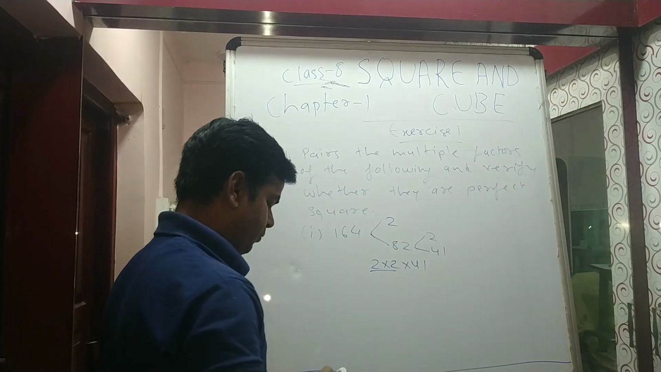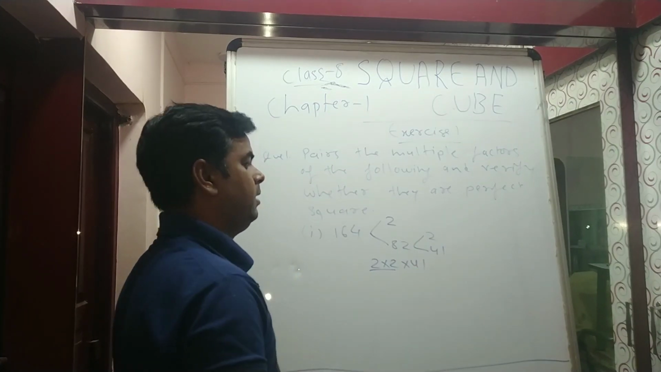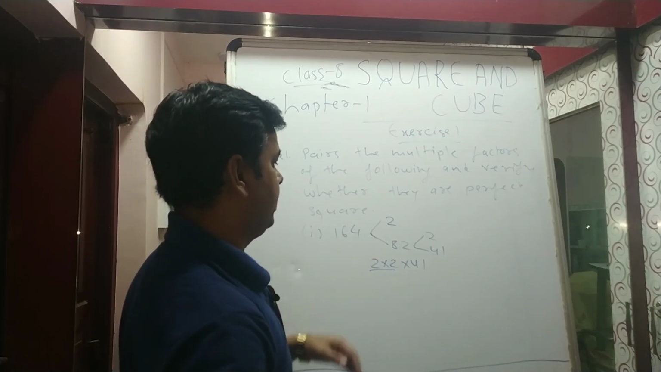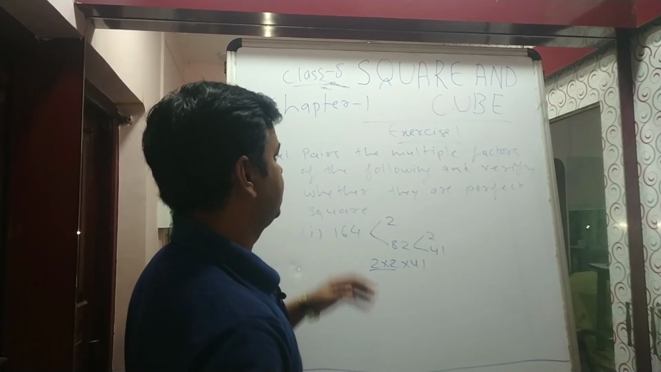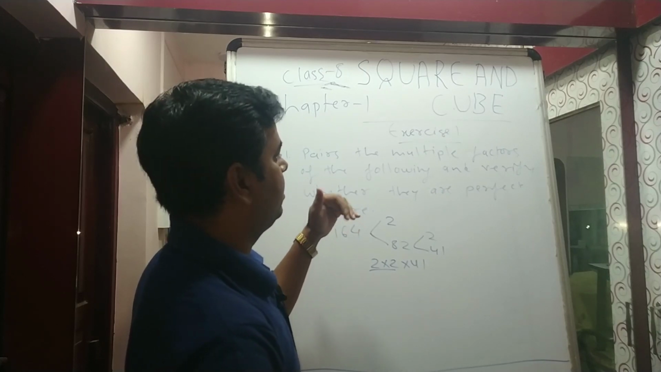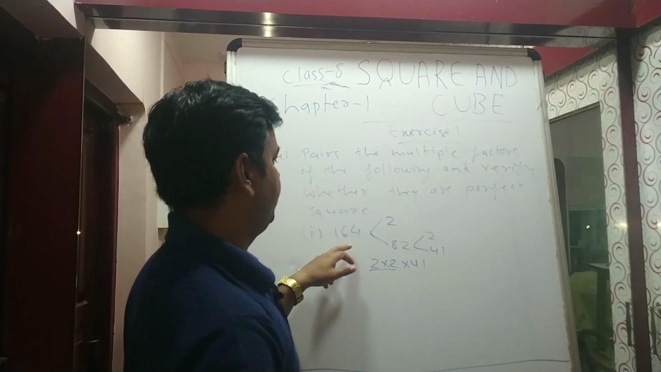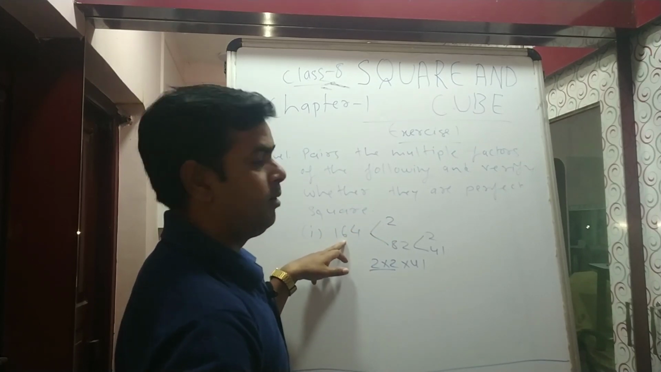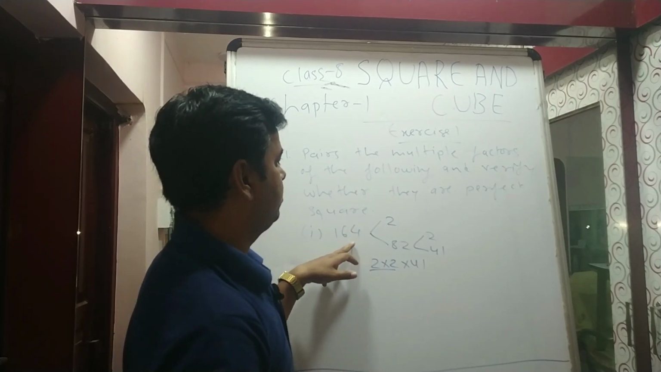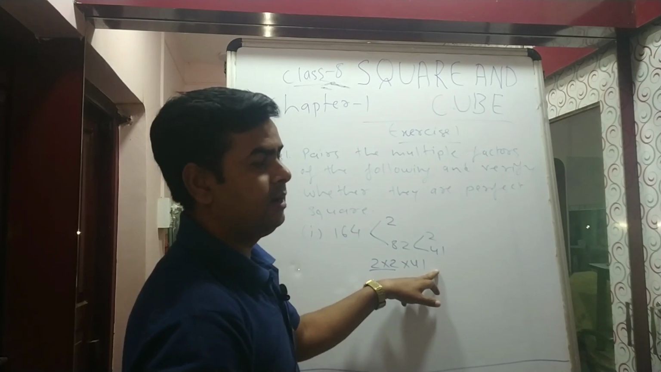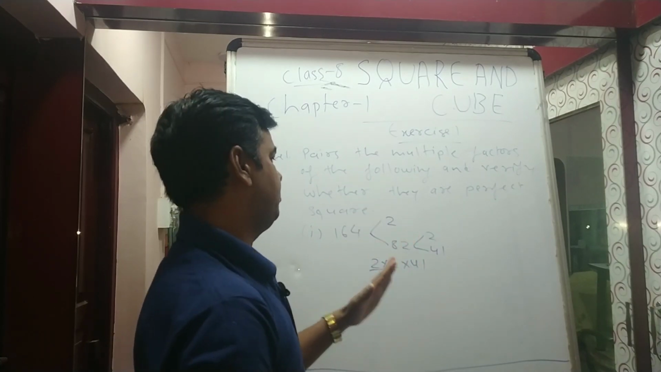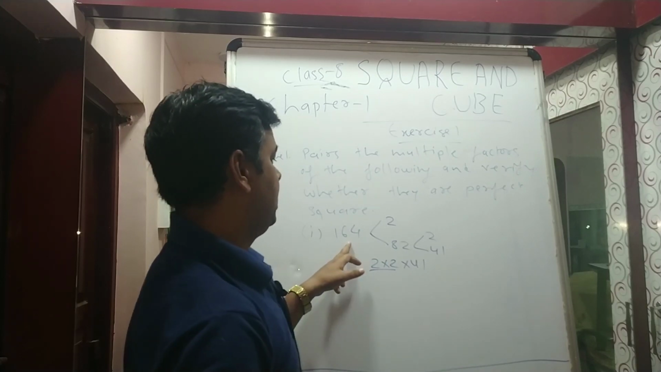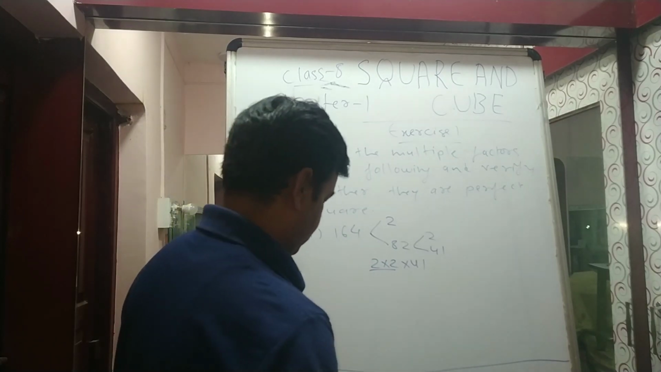If there were one more 41 in the factors, we could definitely say that this would be a perfect square. If the question says find the least number which when multiplied with 164 makes it a perfect square number, then what we need to do is multiply by 41. Then our answer should be 41 is the number which when multiplied with 164 makes this a perfect square number.